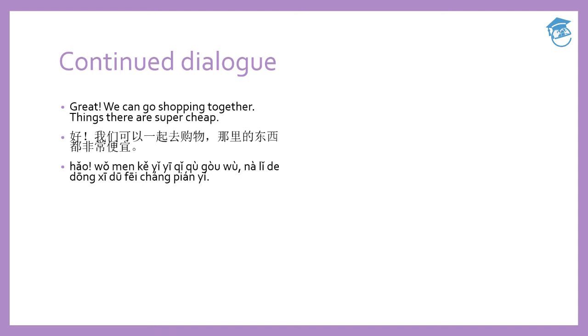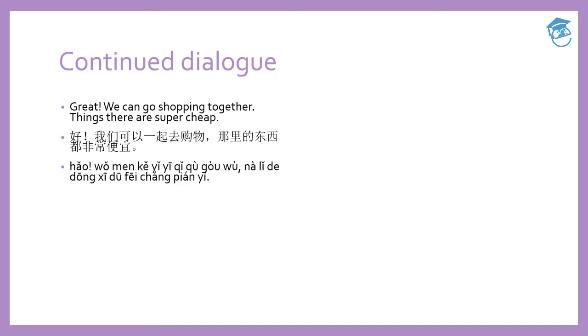okay. So 我们 is we, 可以 is can, 一起 is to say together, 购物 is to say shopping, because you have learned 购物中心 as shopping center. To say 购物 is to say shopping. 一起 is like the description, so again, it is placed in front of the verbs. Okay? And 去购物, as usual, we are saying that we are going there and shop. Okay?